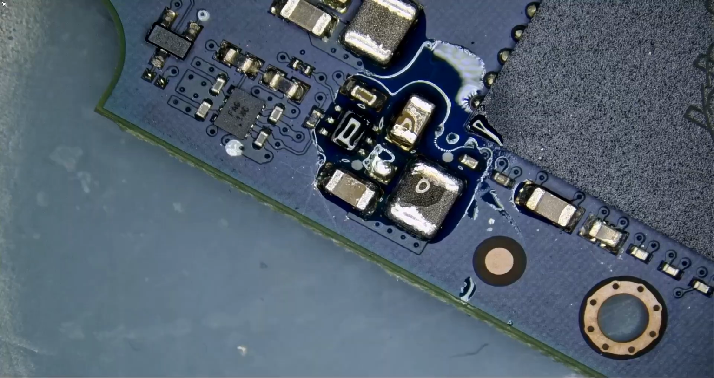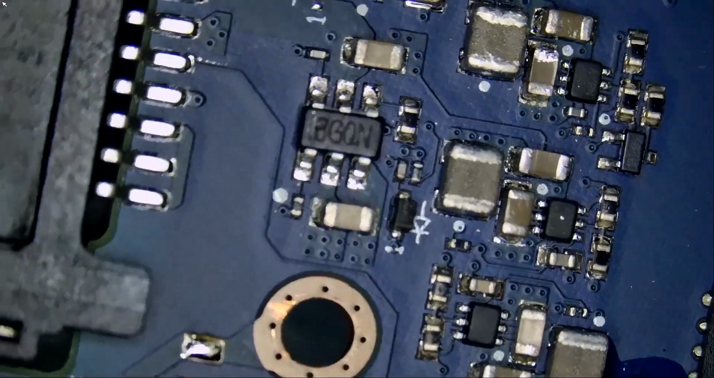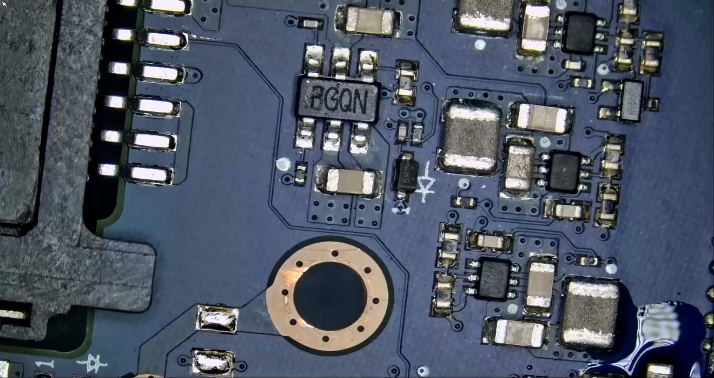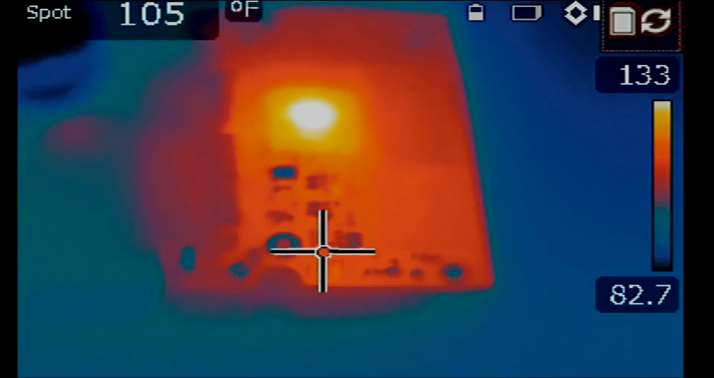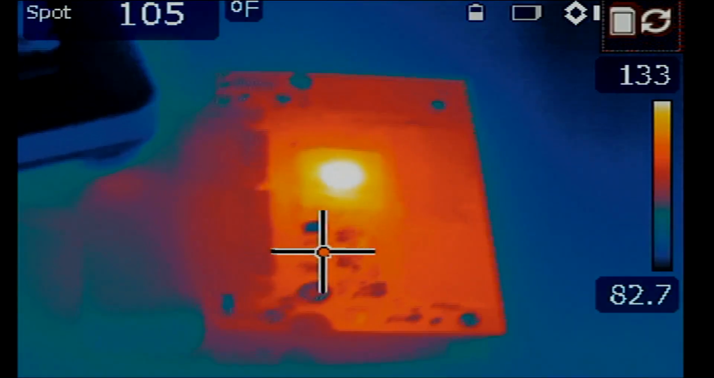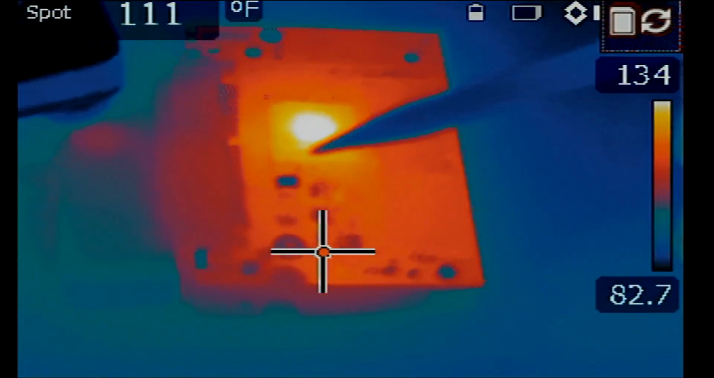And now we're going to try to plug the drive again. And it doesn't look like anything changed. Let's use our thermal camera again. And now we do not have a flashing capacitor anymore, and we do not have a flashing chip anymore. But this one is getting hot.